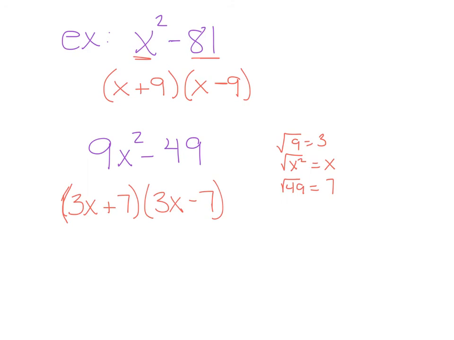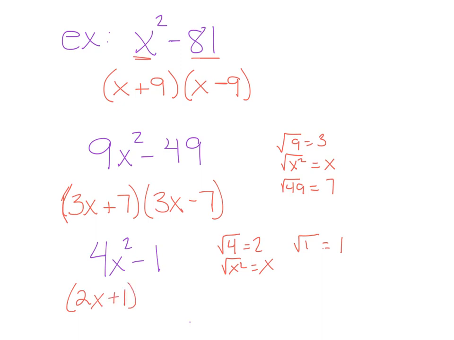One more to look at: 4x squared minus 1. Hopefully you're looking at this and saying, I know the square root of 4 is 2, the square root of x squared is x, and the square root of 1 is 1. So we've got 2x plus 1 times 2x minus 1. This is just a special scenario for factoring special polynomials. This is the difference of perfect squares.